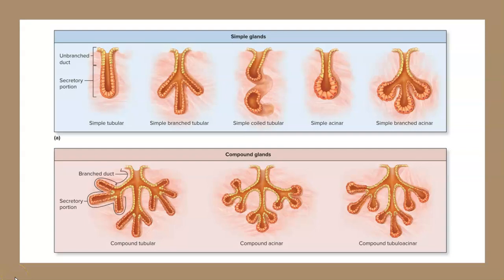When we classify glands, sometimes we simply classify them by how they're made. So simple glands have a single unbranched duct. Okay, so simple glands, one duct, one duct, one duct. Now, compound glands have branch ducts. Let's look down here. Duct, duct, duct, all merging together.